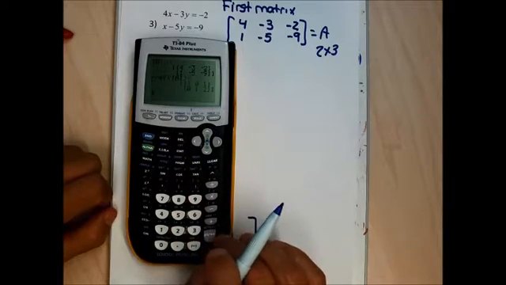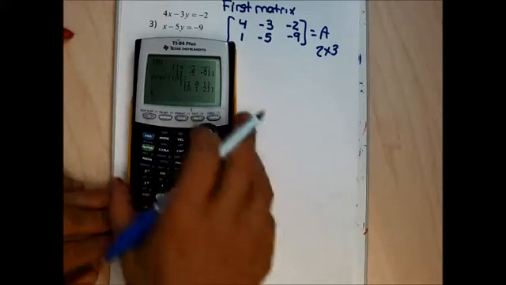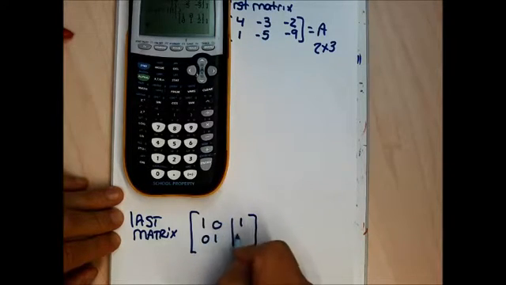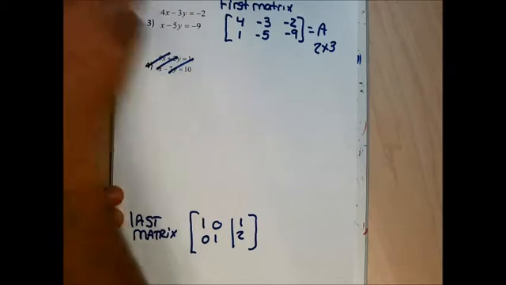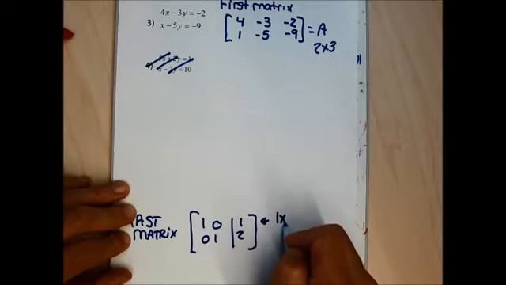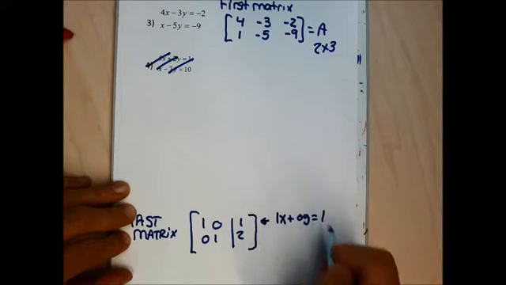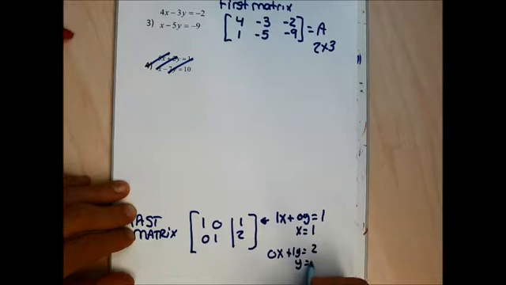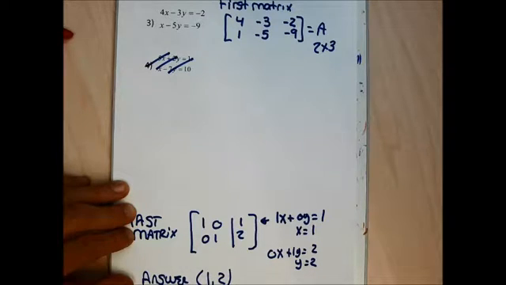And when I hit enter, it's going to give me the final matrix, so it's 1, 0, 1, 0, 1, 2. The reason the answers are x equal to 1, y equal to 2 is because this really means 1x plus 0y equals 1. That simplifies to x equal to 1. This really simplifies to 0x plus 1y equal to 2, which simplifies to y equal to 2. So my answer is x equal to 1, y equal to 2.